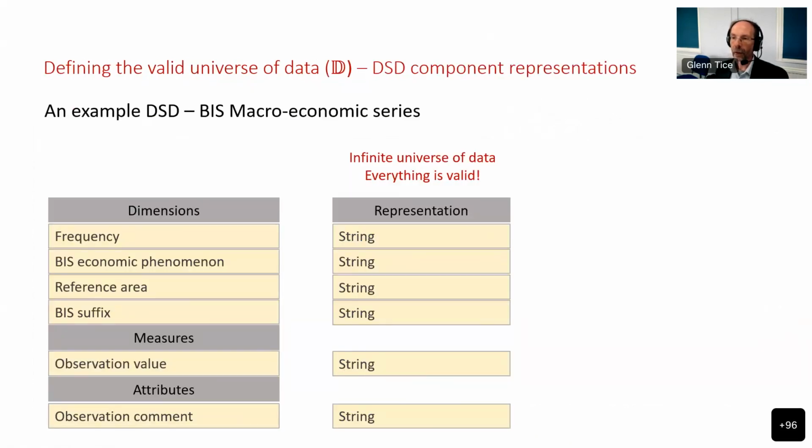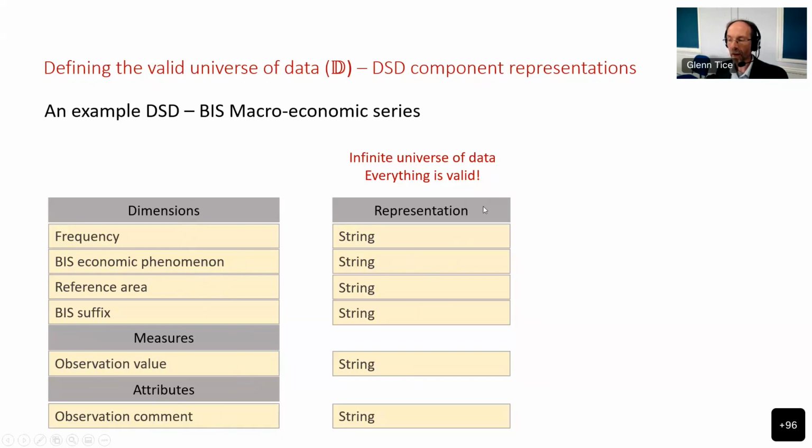So let's move forward and start looking at how we might define what we consider to be this so-called valid universe of data. Let's go back to our data structure definition, the one that we saw earlier, which is this BIS macroeconomic series. Here's a very simple summary of it, a simplification of what we saw in Fusion Metadata Registry a little earlier on. So we know this has a number of dimensions. It has the frequency dimension. We have this topic dimension, which I've called here a BIS economic phenomenon, reference area and suffix, and some measures and some attributes as well.